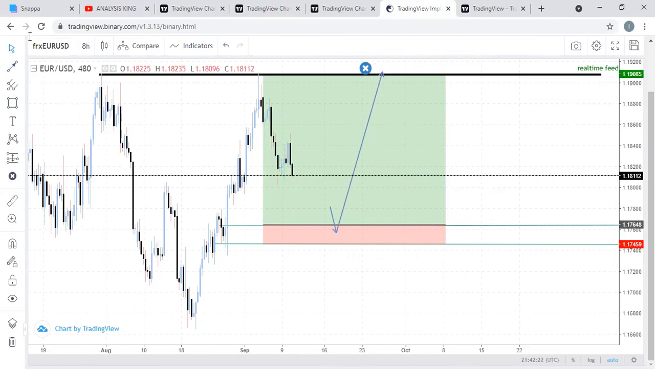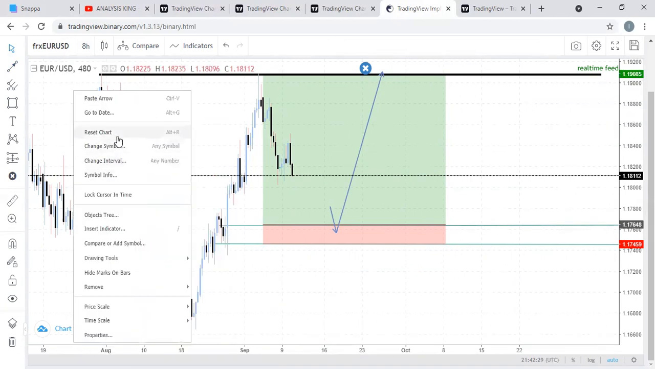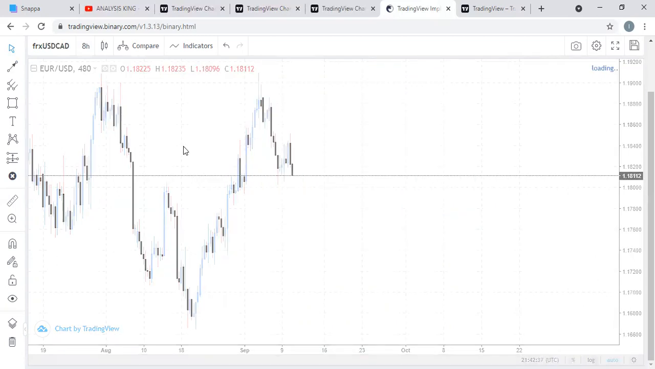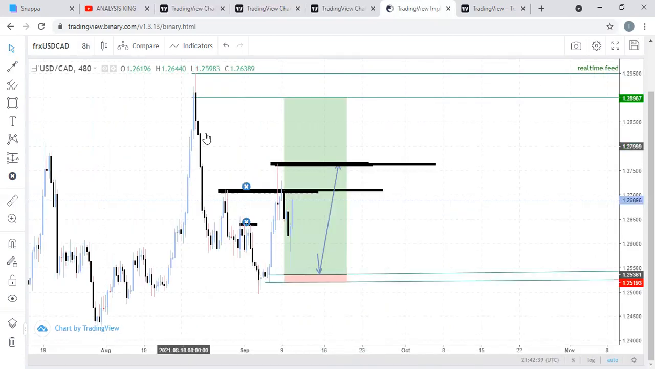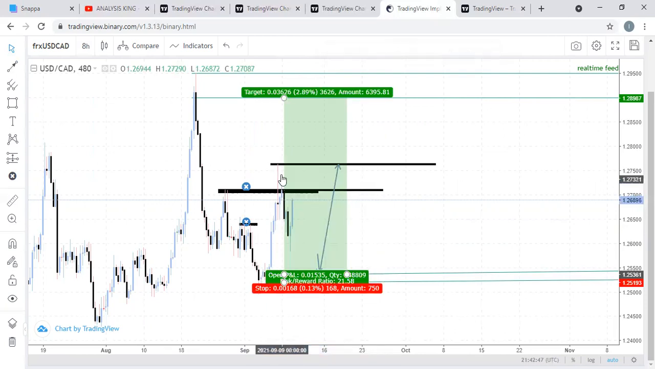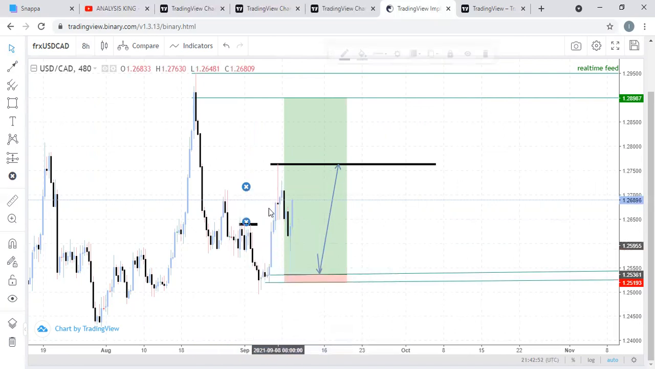Right, so these are the two pairs that I'll be looking at, and also I'm actually looking at USD cad. So let's look at the USD cad. Let's change this. I'm actually looking at the USD cad to buy USD cad. So although the USD cad is actually buying, but if you go back, like I said, USD cad is actually buying, right?